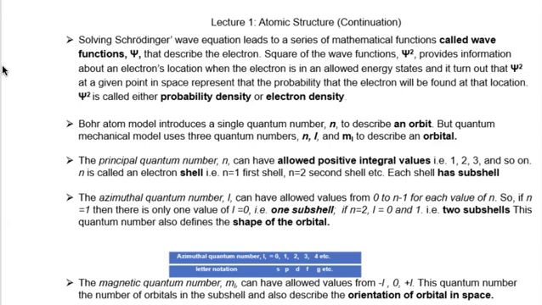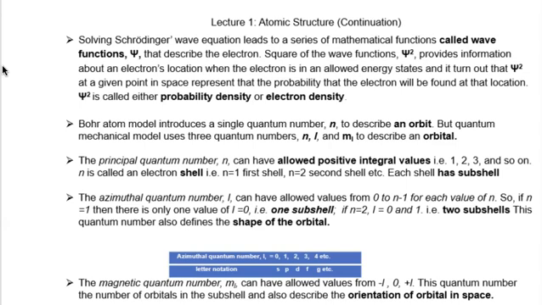If we solve the Schrodinger wave equation, one can get a series of mathematical functions, which are called wave functions. The square of the wave function provides information about electrons' location in allowed energy level states. The square of the wave function says about the probability of finding electrons in space at a certain point. And that's what we call probability density or electron density.